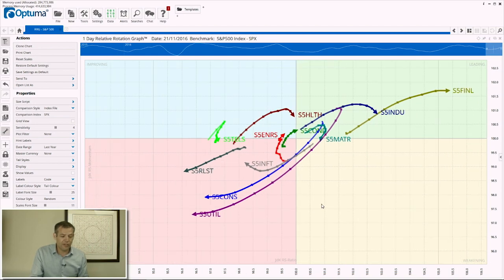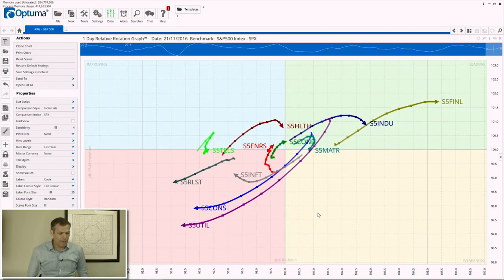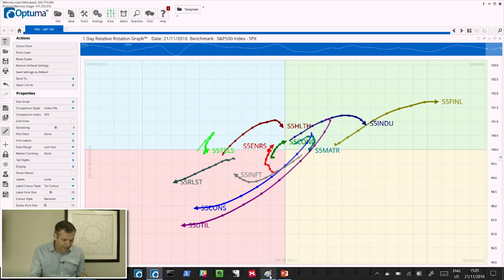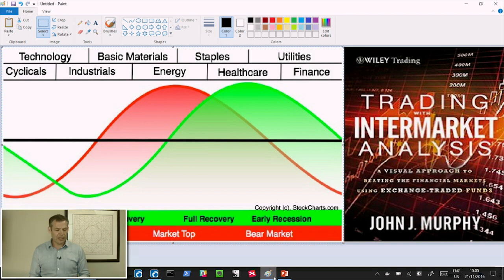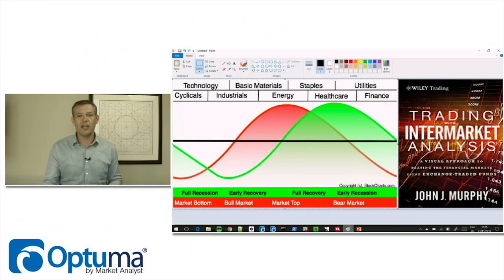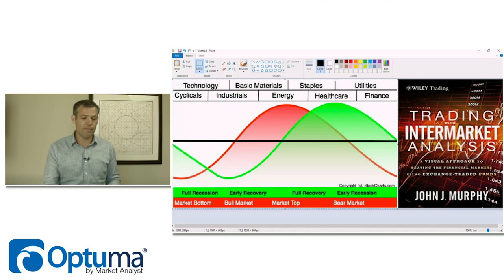Actually, the other great thing about this is if you've ever done any study on intermarket analysis, let me just quickly jump over here. John Murphy with stockcharts.com, he's done a lot of really great work on intermarket analysis. This book here is one that I would highly recommend. It's one of the best that I've read on the topic. But what he talks about in his material is this whole concept of you've got the stock market cycle in red here, and then you've got the green economic cycle. And there are always sectors that perform better at different points in the whole market cycle or the whole business cycle.